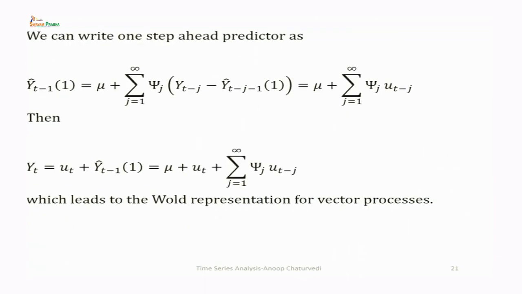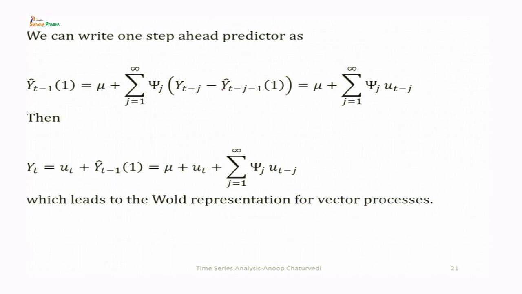Now, we can write the one step ahead predictor as y hat t minus 1 1 equal to mu plus summation j equal to 1 to infinity psi j times y t minus j minus y hat t minus j minus 1 1. Remember that y hat t minus 1 1 is a linear function of y t minus 1, y t minus 2, and so on. So, you can say this part gives you the linear function of y t minus 1, y t minus 2, and so on. Then you have subtracted this part, means you have subtracted y hat t minus j minus 1 1 from y t minus j.